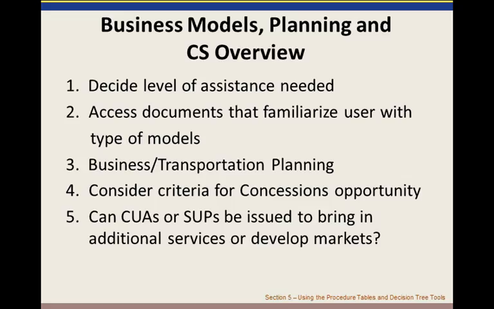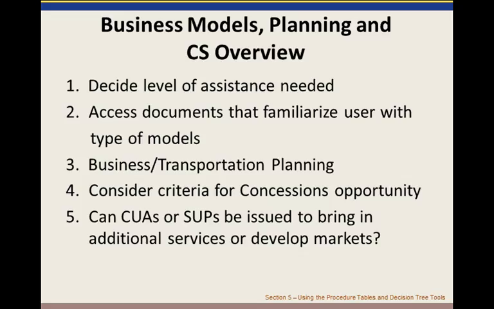So before we jump into the demo, I just want to describe what we're about to go through. For the commercial services, we begin by asking what level of assistance you need, because there is a bit of variety there. You may not need a full turnkey system from the ground up. You may have some level of work already done. You may have an existing business model, an existing ATS you want to reconsider. We want to provide access to some documents that can familiarize somebody with the business models and some business planning and transportation planning if you haven't already gone through that.